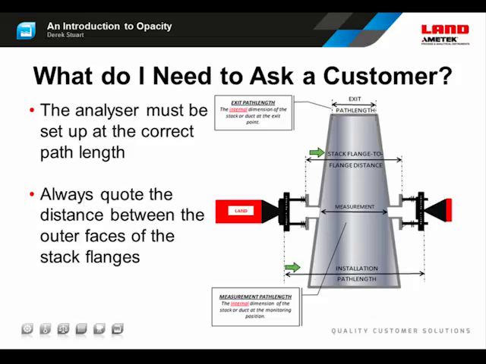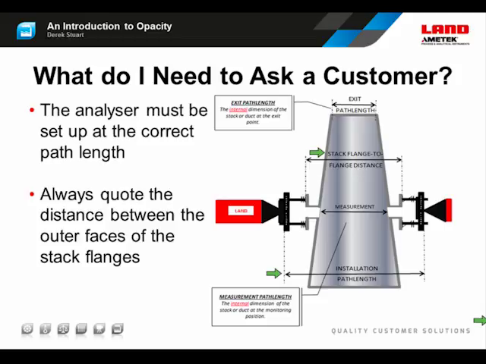The second thing we need, and we can calculate this based on the flange-to-flange path length in most cases, is the installation path length. And that is the distance between the front flanges of the transceiver and the retroreflector. And that is generally equal to the stack flange-to-flange distance plus the size of any accessories that are going to be installed. Accessories such as flange adapters, fail-safe shutters, anything that goes between the stack flange and the instrument. And that's the distance where we actually set up and calibrate the analyzer.